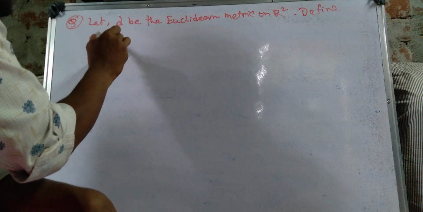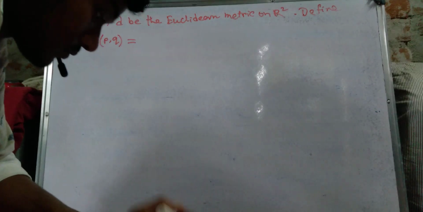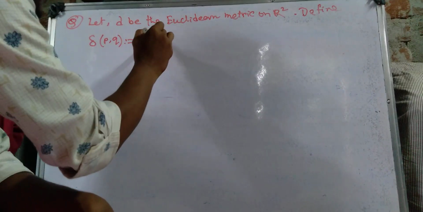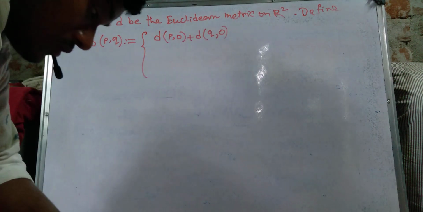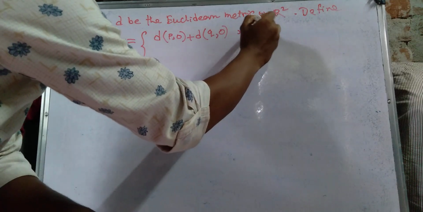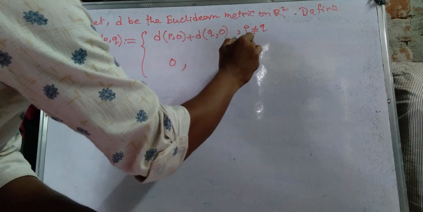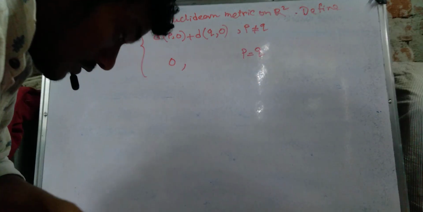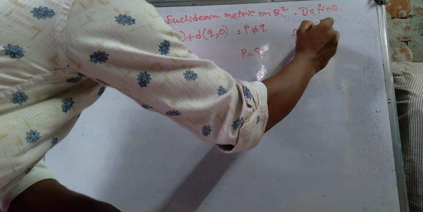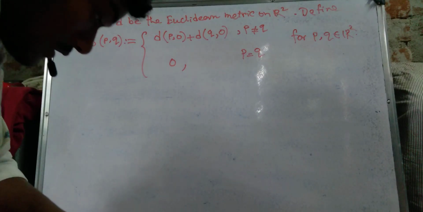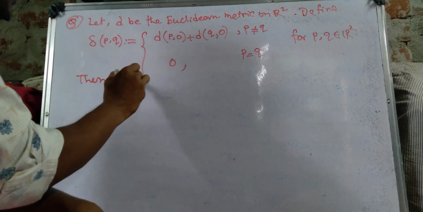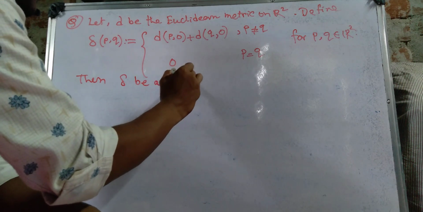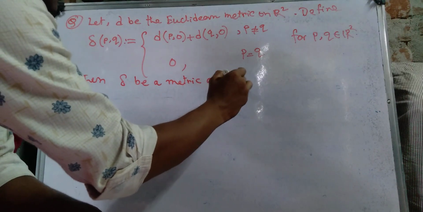Define delta(p,q) equal to d(p,0) plus d(q,0) where p is not equal to q, and 0 if p equals q, for p, q belonging to R squared. Then delta is a metric on R squared. We have to show that delta is a metric on R squared.